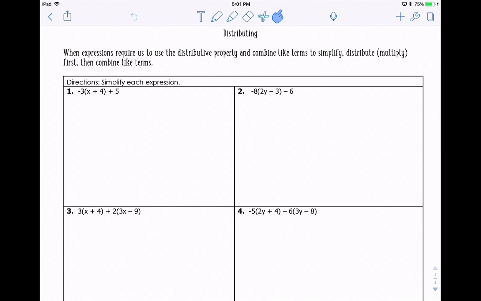So we're only going to do number 1 and 4, and then we'll go over the rest of these in class tomorrow. So you don't need to do these on your own. We'll go over them tomorrow. So we're going to start number 1.